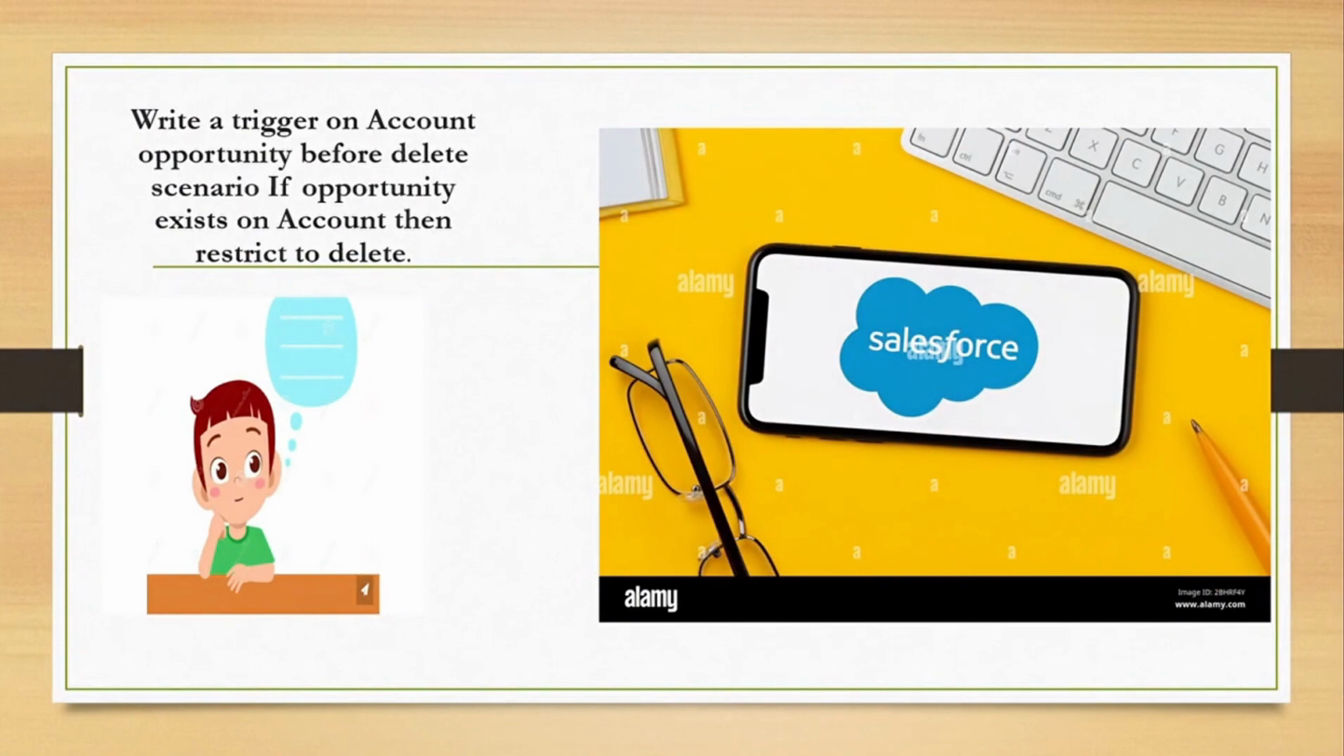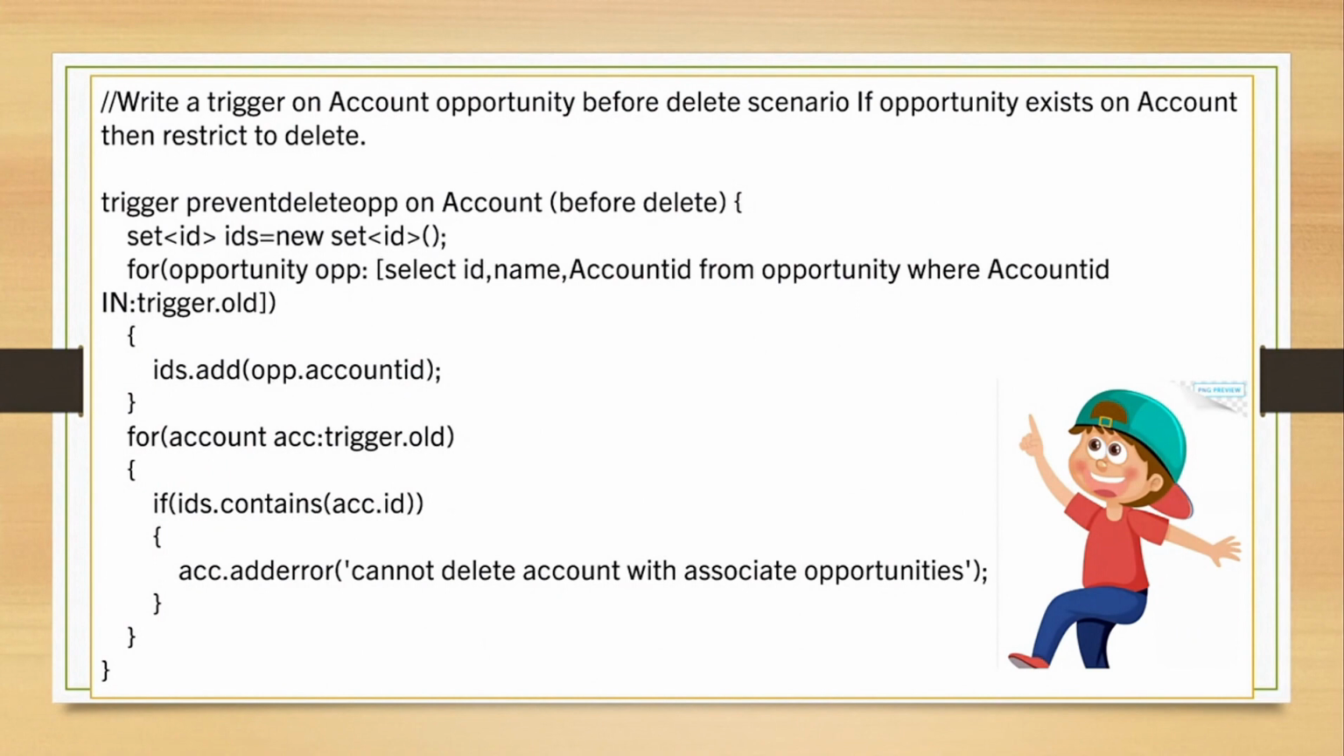The third question is to write a trigger on Account and Opportunity, a before delete scenario: if an opportunity exists on the account, then restrict the delete. So the trigger, prevent delete opportunity, on Account before delete. Create a set of IDs, and a for loop for the opportunity that selects Id, Name, AccountId from Opportunity where AccountId is in Trigger.old. Then a for loop for the account in Trigger.old: if the IDs set contains acc.Id, then add an error: cannot delete account with associated opportunities.